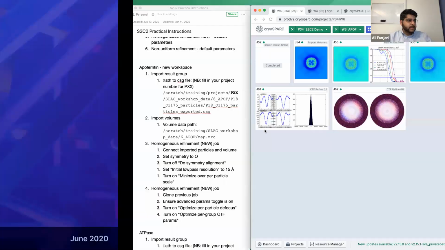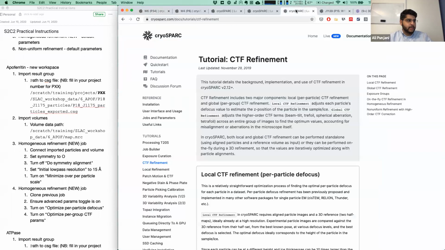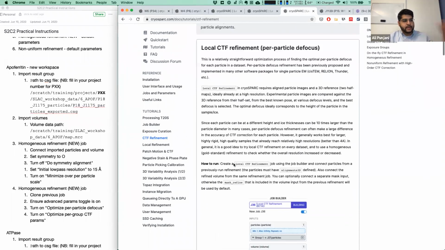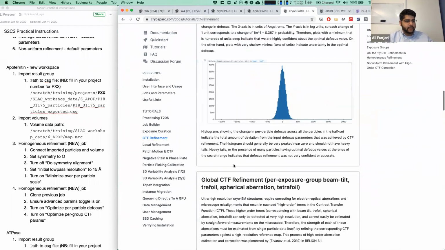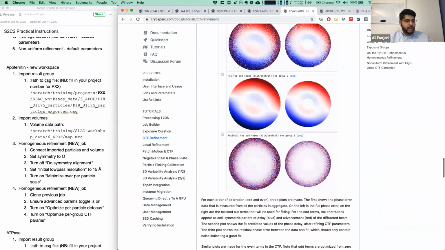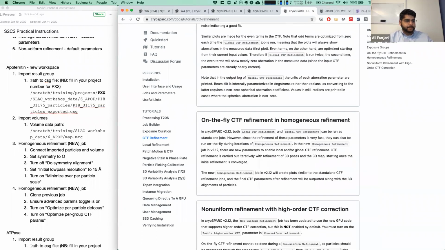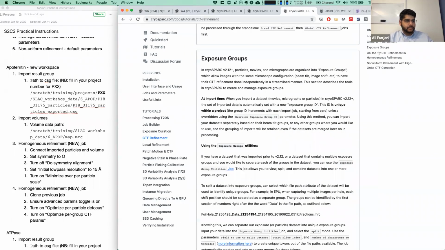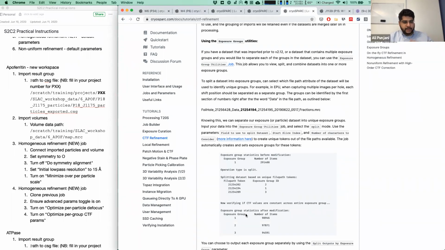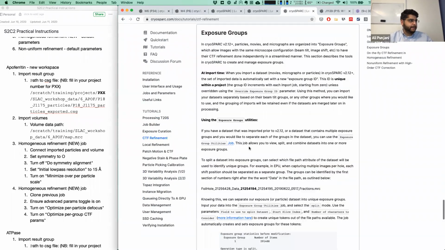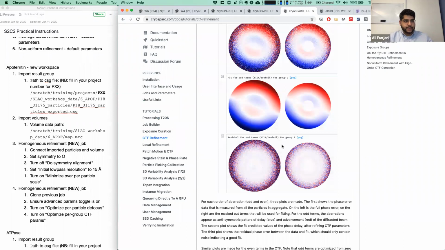And I won't go into the details of how to do that, but we have a long and very detailed guide at cryosparc.com/docs in the tutorial section for CTF refinement. It covers everything I talked about for local and global CTF refinement, as well as a section on how to cut up your data set into exposure groups if it was collected in the manner that I described, and then refine the CTF parameters of each of those separately. It's pretty straightforward, and there's a utility job that makes it even easier to do in practice.